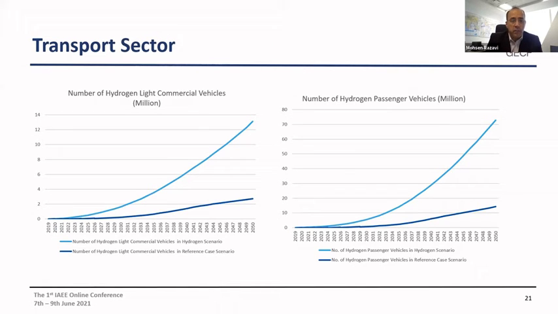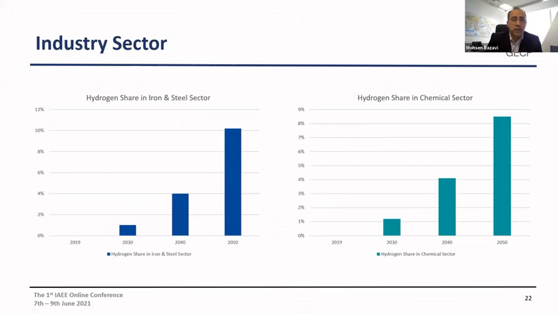In the transport sector, for example, in passenger vehicles, in the right chart you see that we assumed more than 70 million vehicles to be using hydrogen in the future by 2050, compared with around 15 million in the reference case scenario. And in light commercial vehicles, you also see more than 12 million vehicles. In two very important industries, the iron and steel sector and the chemical sector, we say we may have 10% and 8% of all heat needed by 2050. I just need to mention that.